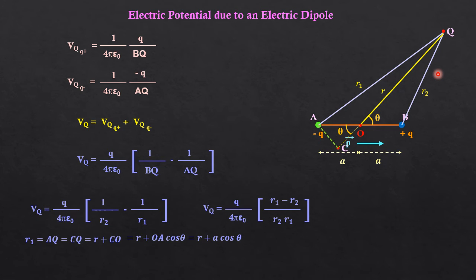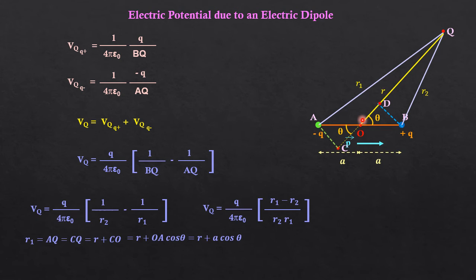Similarly, let's write R2 or BQ in terms of R, theta and A. For that, what is the first step? You have to draw a perpendicular from point B to the line OQ. So I have drawn the perpendicular and that perpendicular meets the line OQ at point D. Now we know the distances BQ and DQ are equal. So let's write BQ is equal to DQ.